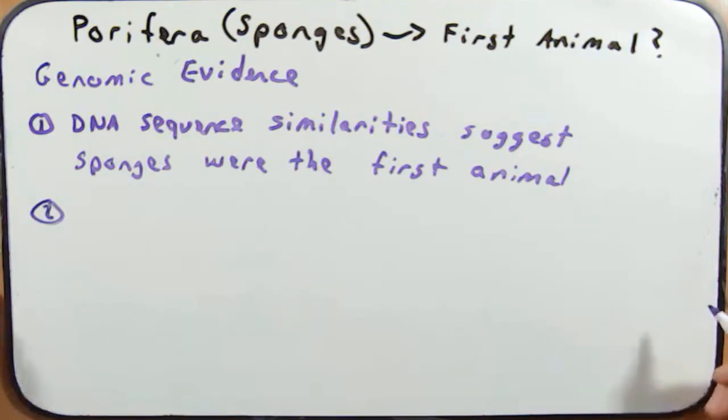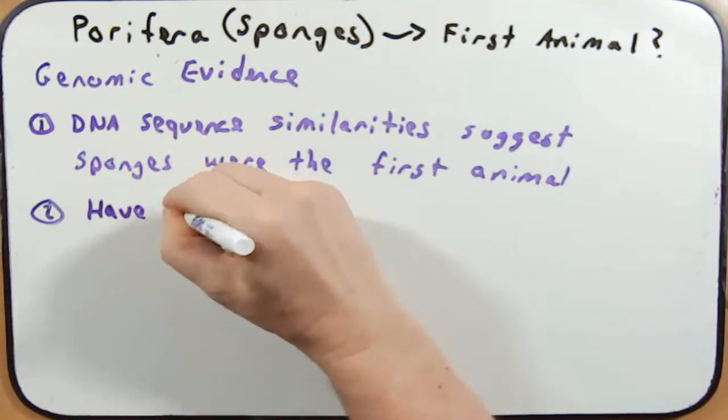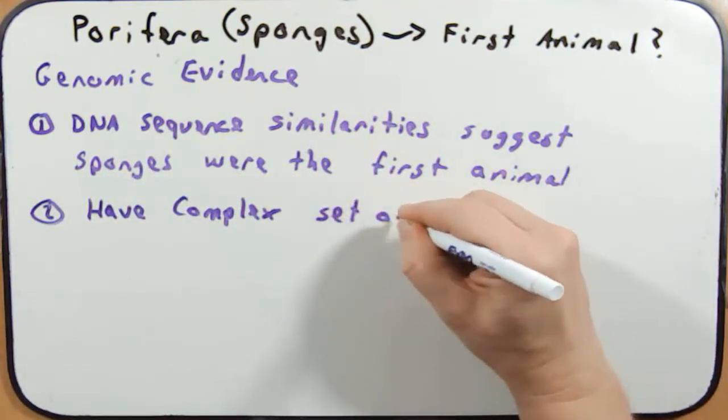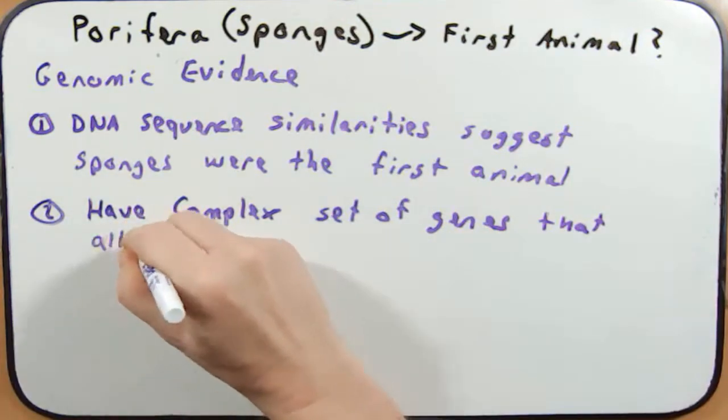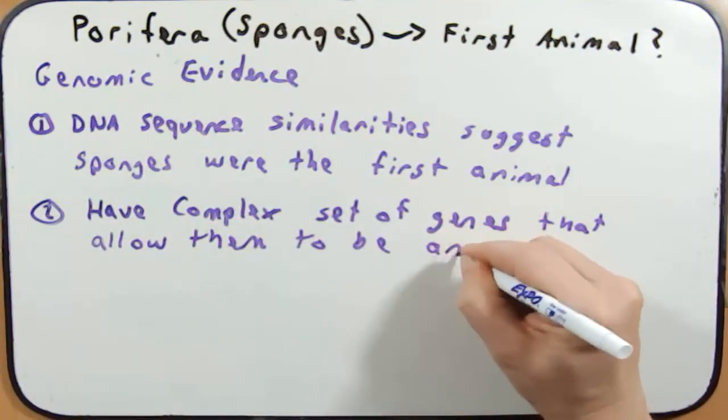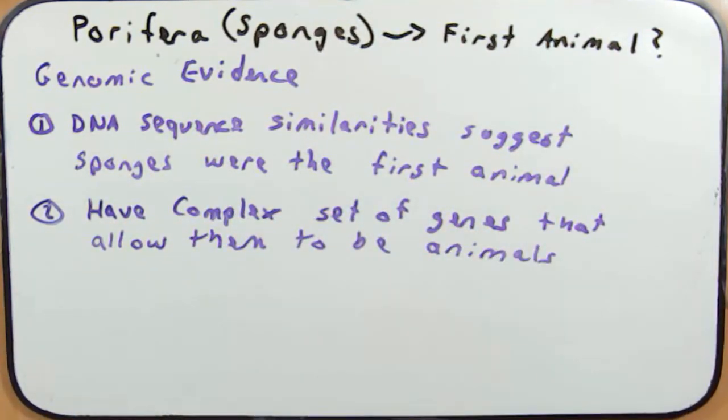Now remember, even though the sponges are closely related to the protists, the choanoflagellates, they are still indeed animals. And because of that, they do have a complex set of genes that allow them to be animals. That is, they have genes that allow them to be multicellular. And so let's just list a few of these here.